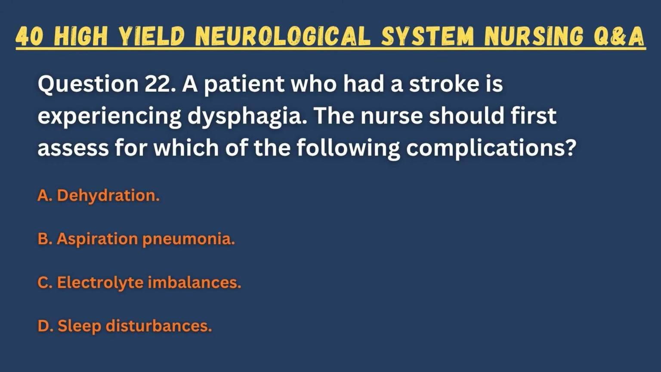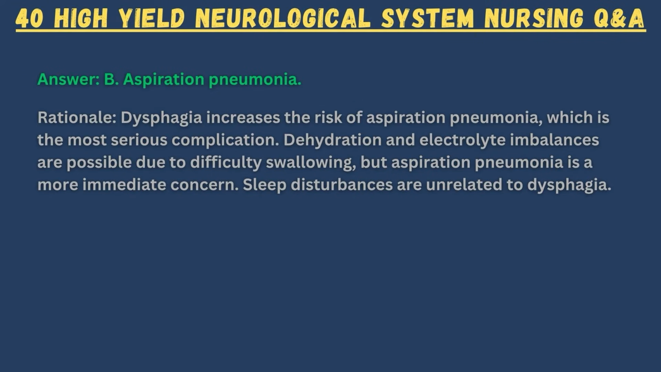Question 22. A patient who had a stroke is experiencing dysphagia. The nurse should first assess for which of the following complications? A. Dehydration. B. Aspiration pneumonia. C. Electrolyte imbalances. D. Sleep disturbances. Answer. B. Aspiration pneumonia. Rationale. Dysphagia increases the risk of aspiration pneumonia, which is the most serious complication. Dehydration and electrolyte imbalances are possible due to difficulty swallowing, but aspiration pneumonia is a more immediate concern. Sleep disturbances are unrelated to dysphagia.